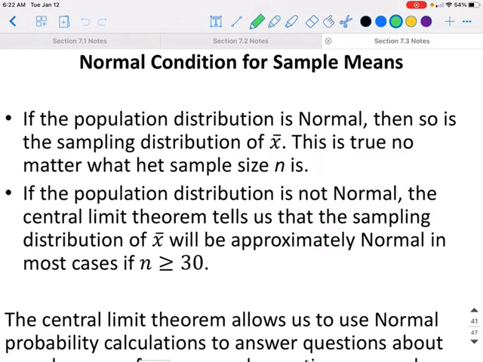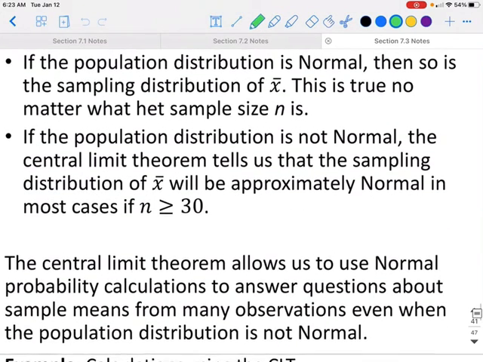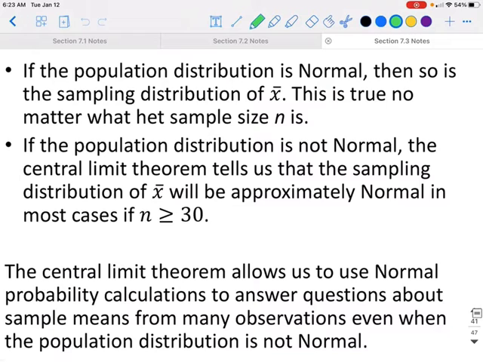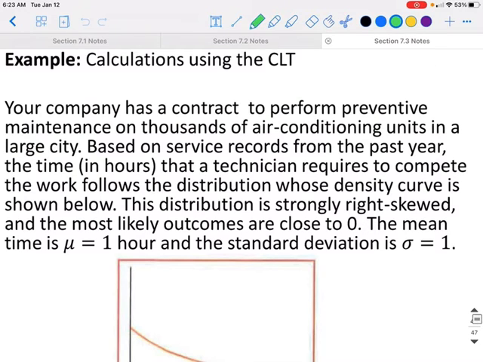Our normal conditions: if the population distribution is normal, then so is the sampling distribution of X bar. This is true no matter what the sample size is. If the population distribution is not normal, the central limit theorem tells us the sampling distribution of X bar will be approximately normal in most cases if n is greater than or equal to 30. The central limit theorem allows us to use normal probability calculations to answer questions about sample means from many observations, even when the population distribution is not normal.